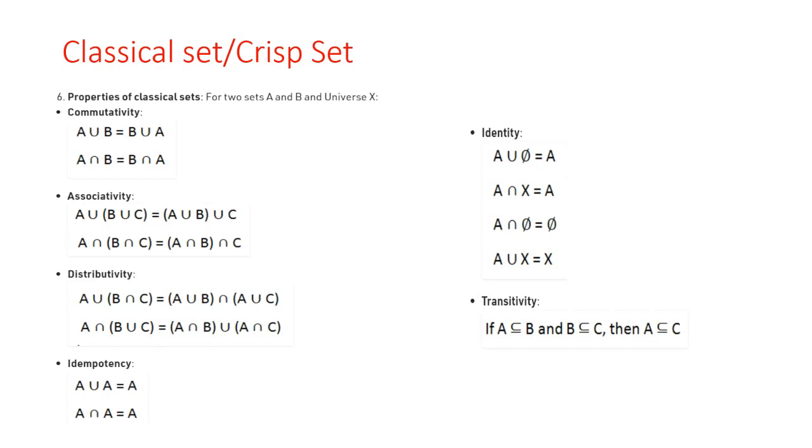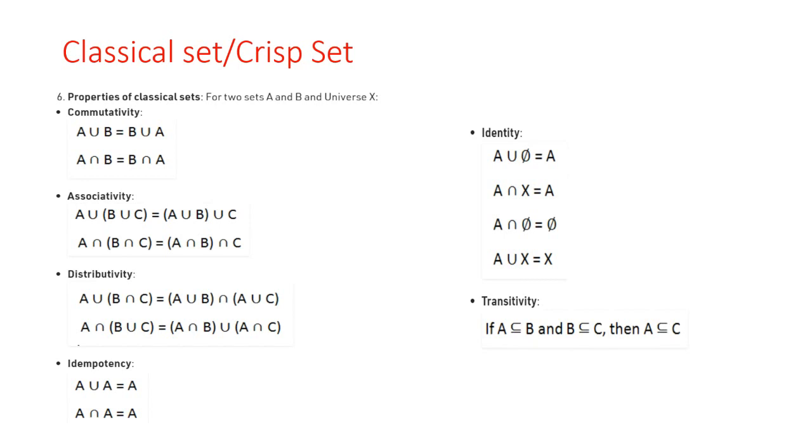Then the properties of classical sets. These are some properties of classical sets: commutativity, associativity, distributivity, idempotency, identity, and transitivity. In commutativity, A union B is equal to B union A, and in the second, A intersection B is also B intersection A.